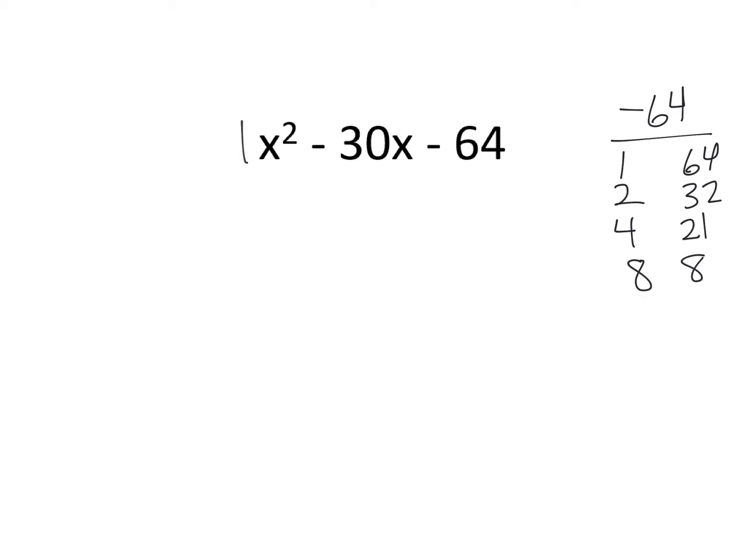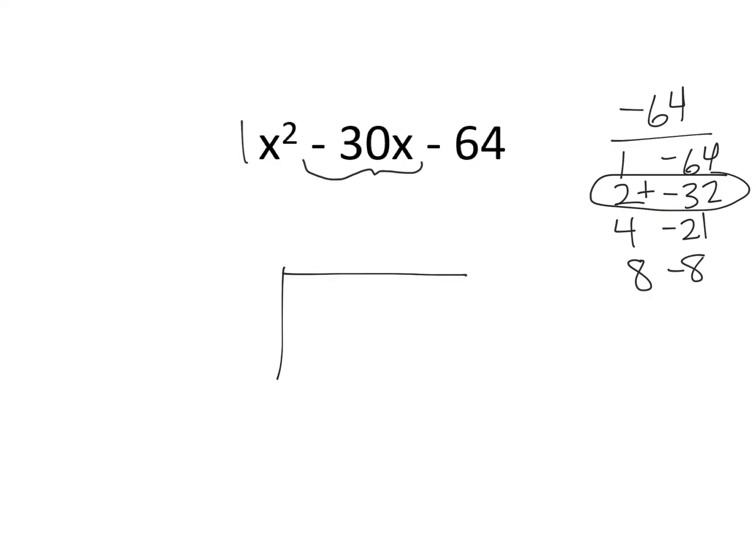However, again, because negative 64 is negative, one of them has to be negative, one has to be positive. So what I'm going to do is go right here. My number here is going to be negative, which means my bigger number has to be negative. So instead of writing the numbers twice, I'm just going to put those as negatives. All right, can you see it? What pair, when we put it together, is going to give you negative 30? That one right there, yep. 2 plus negative 32 is going to give me negative 30.